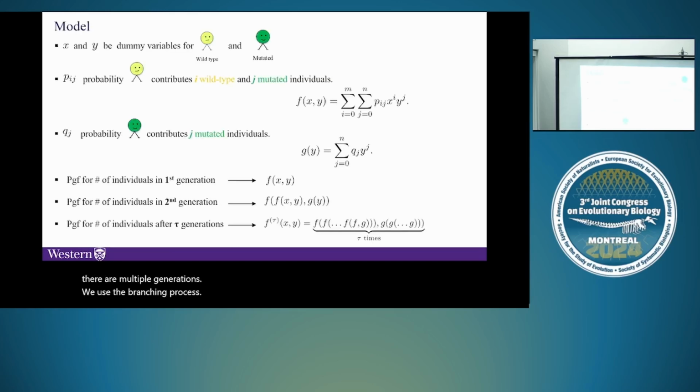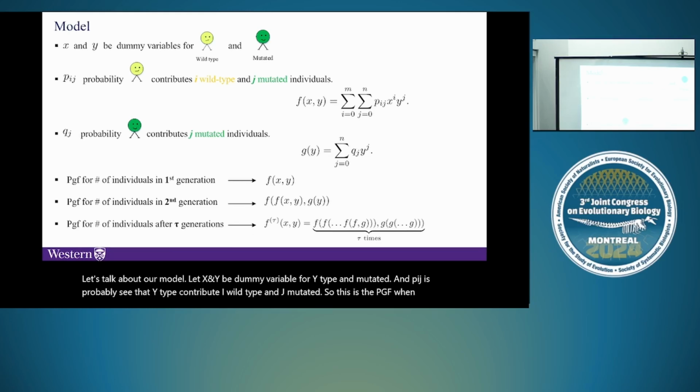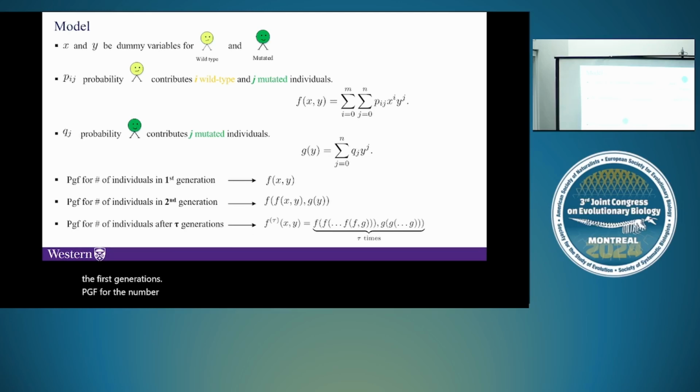Let's talk about our model. Let X and Y be dummy variables for wild type and mutated. And Pij is the probability that a wild type contributes i wild type and j mutated. So this is the probability generating function, or PGF, when we start with a single wild type individual. Similarly, this is the PGF when we start with a single mutated individual. So in the first generation, the PGF for the number of individuals is Fxy.